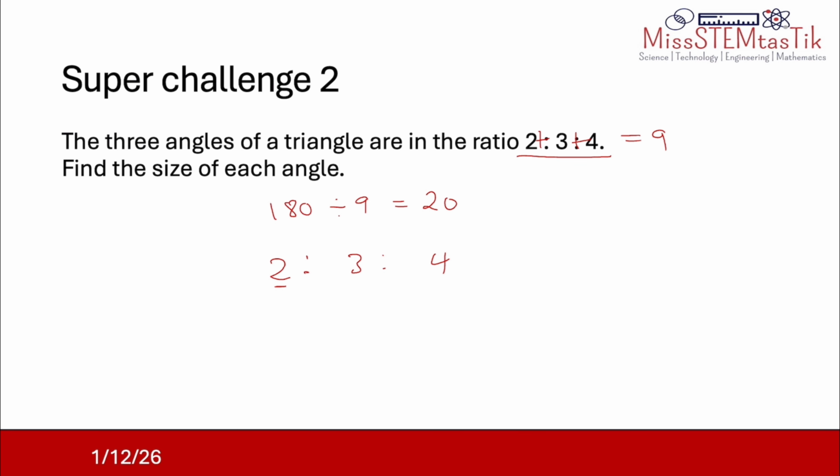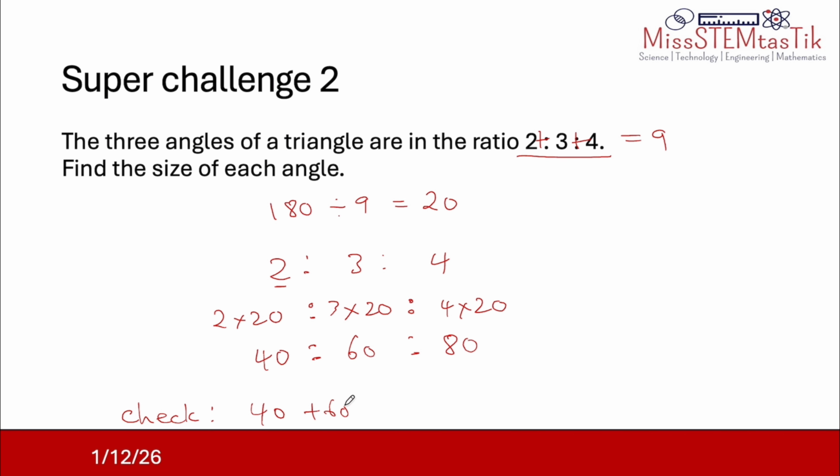So 2 times 20 is 40. To the ratio of 3, 3 times 20, so 3 lots of 20, and the 4 lots of 20. And I'm just going to go ahead and write down the angles. It's 40, 60, and 80. If I add these angles up together, they should equal 180. It's always good to go back and check your answers. So 40 plus 60 plus 80 is equal to 180 degrees, and that's the sum of the angles in a triangle.